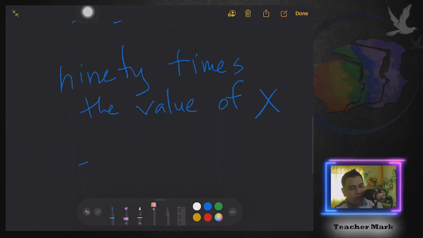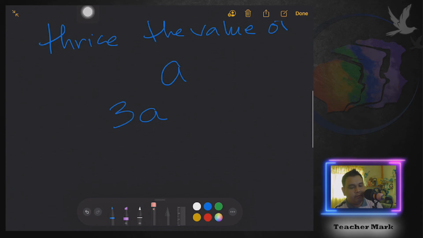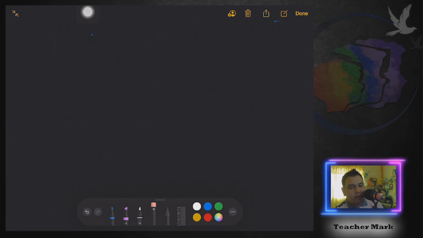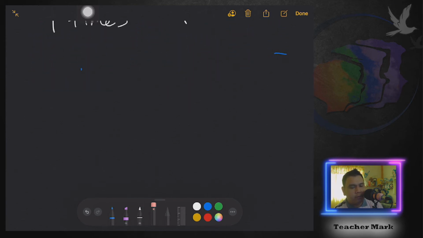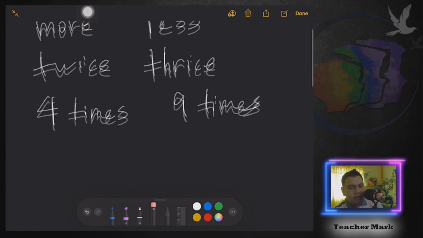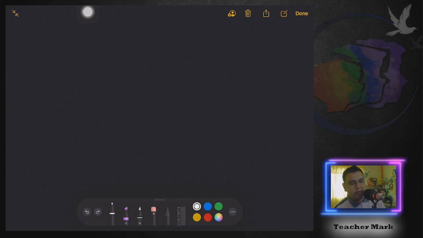What we're going to do now is try to combine terms. Let us try to combine terms such as, what do you mean by that, teacher? What are you going to do? What do you mean by combine terms? Let's try to combine more and twice. Okay. So let's say, for example, 5 more than twice the value of x.